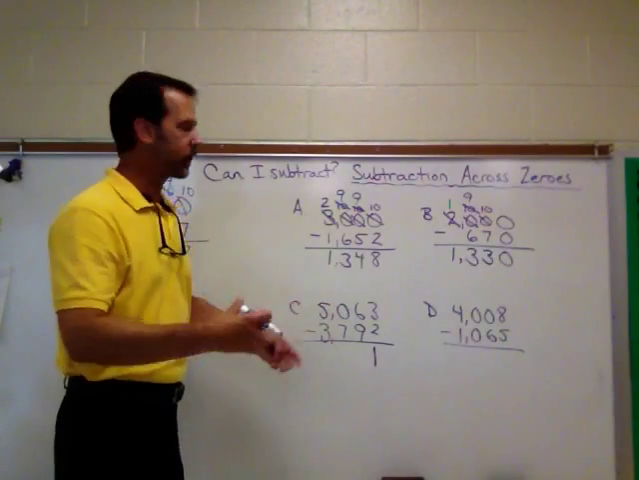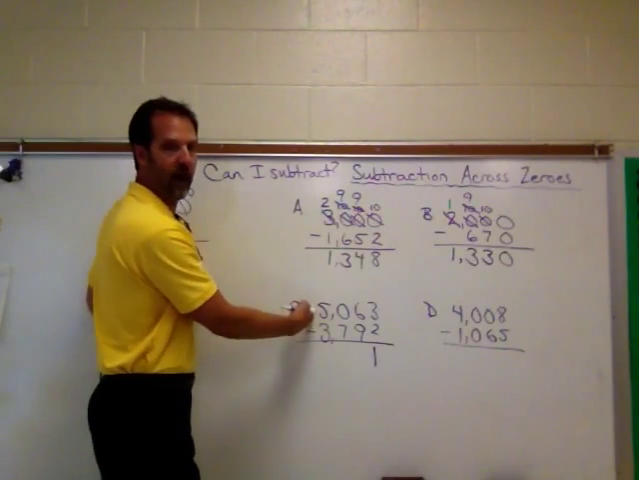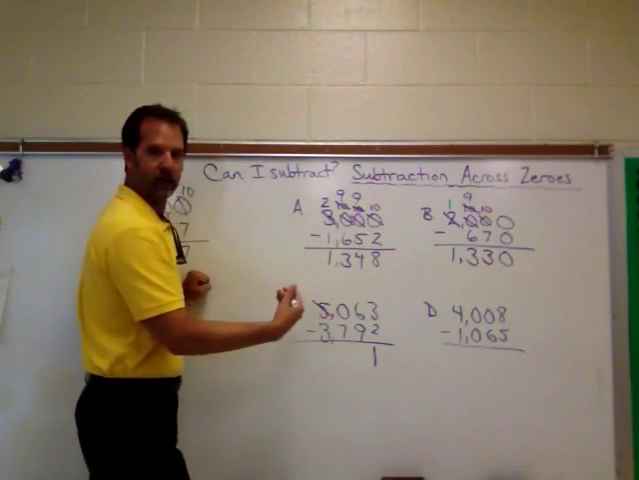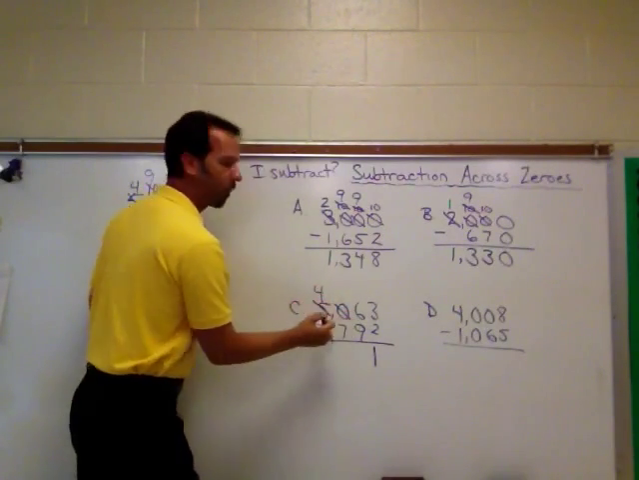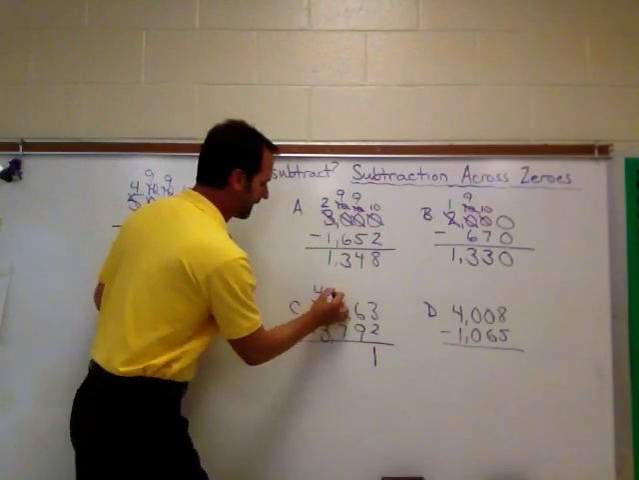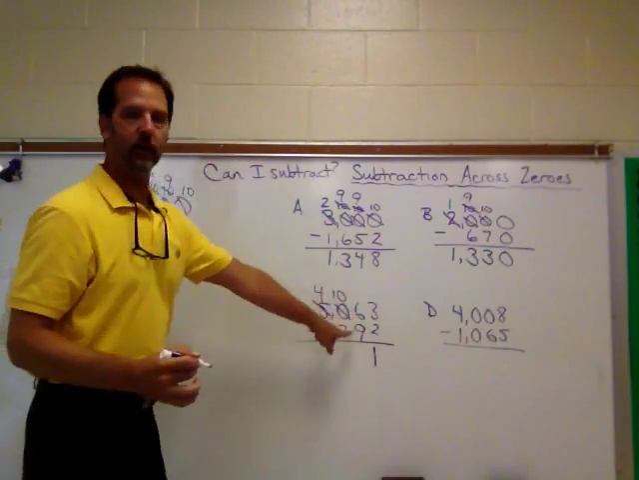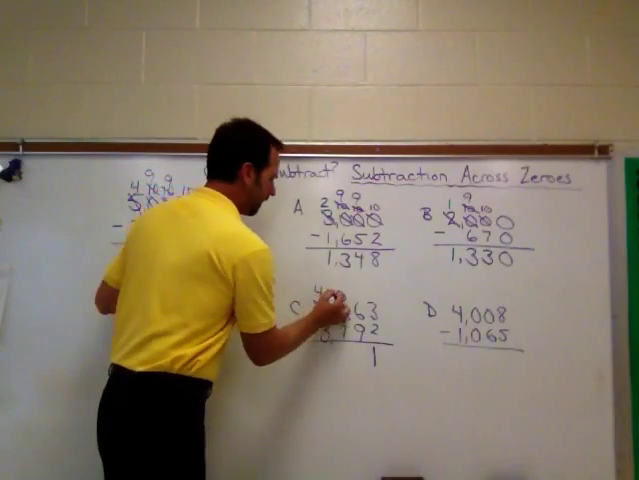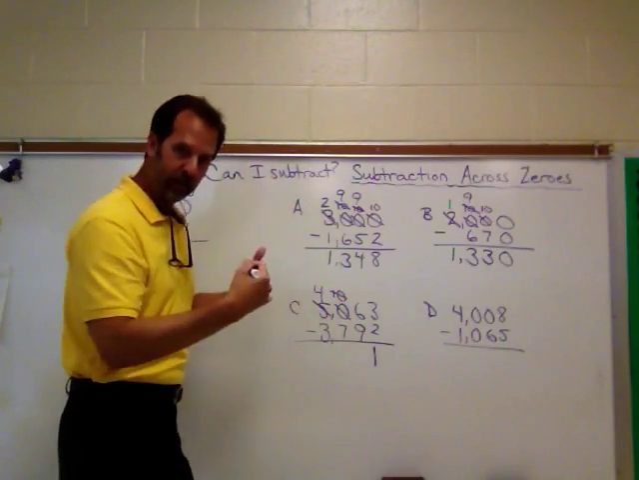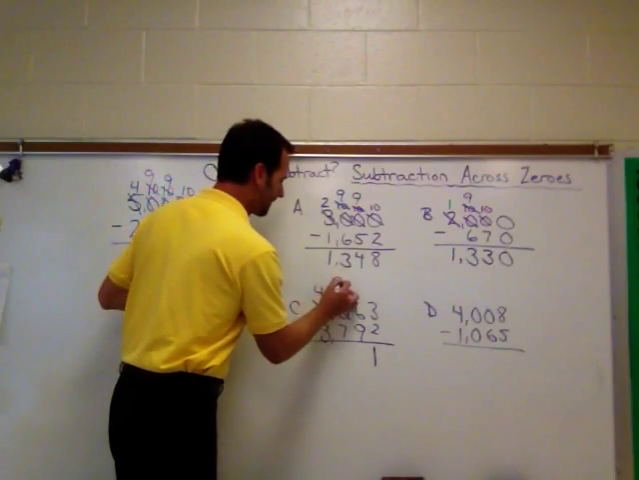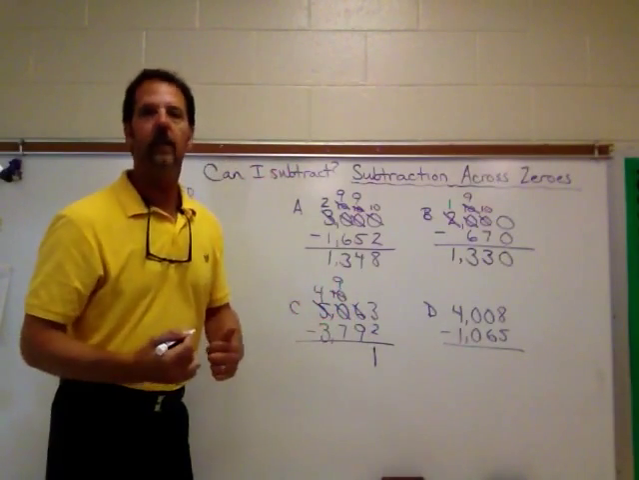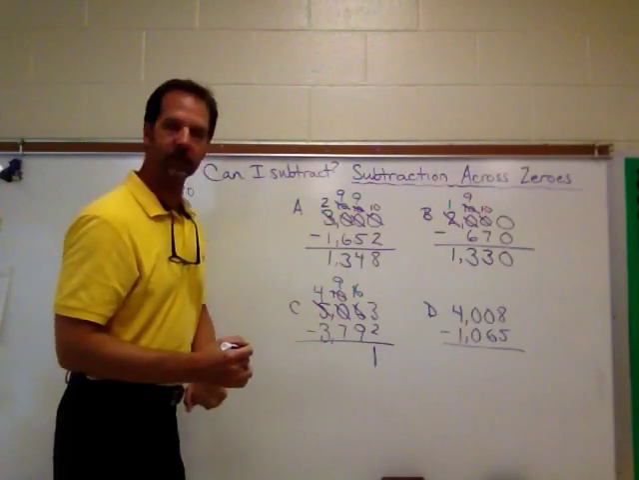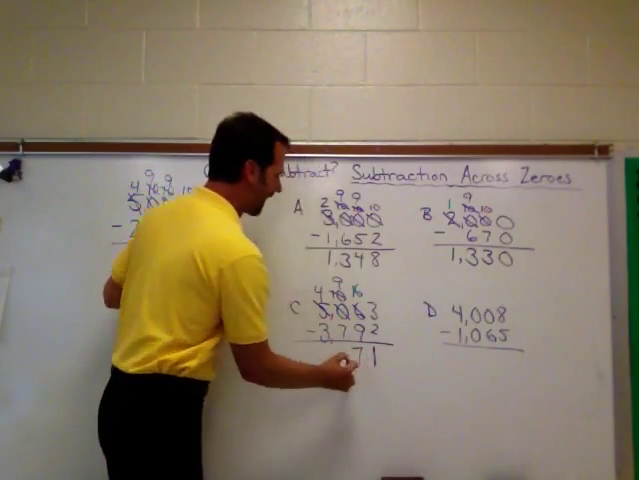No. I've got to borrow across the 0. So I've got to come all the way over here to the 5 and work my way across. I'm going to borrow from 5. It gets smaller, so the 0 can get larger. The 0 is going to be 10. I still can't do 6 minus 9. I have to borrow again. From the 10, making it smaller, borrowing from it. That's 9. The 6 is 16, and now I can subtract. 16 minus 9 is 7.